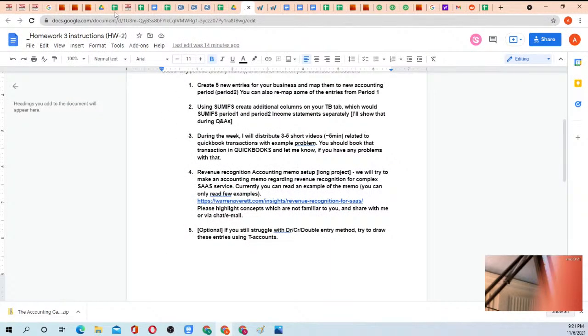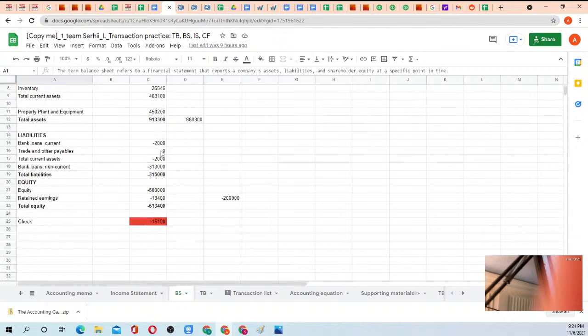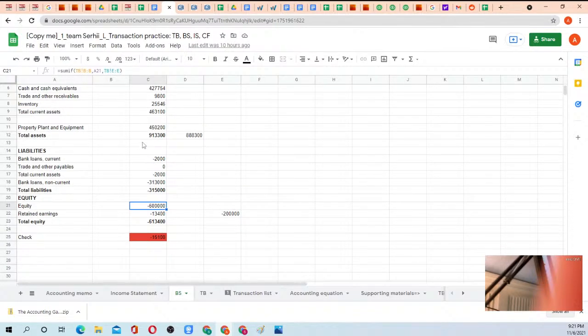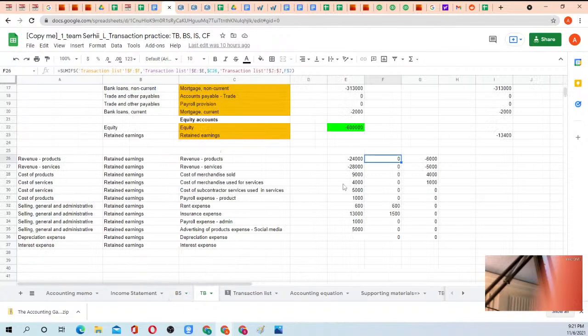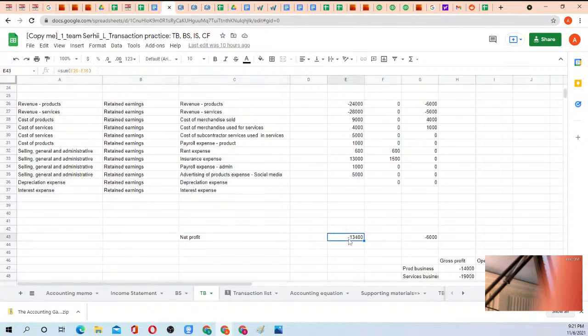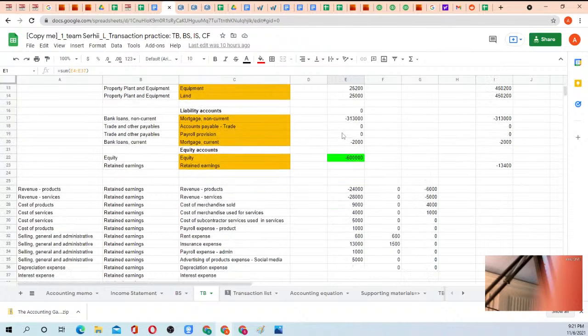And let's take a look one last time at these entries. So obviously my balance sheet doesn't balance because I generated a bunch of transactions. And on my trial balance, you see, I have a net profit of 13,400. And it doesn't balance. It should balance. Sorry, I need to invest some time and fix my transactions.